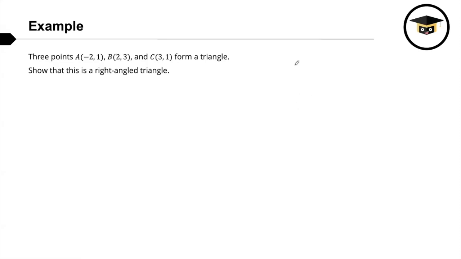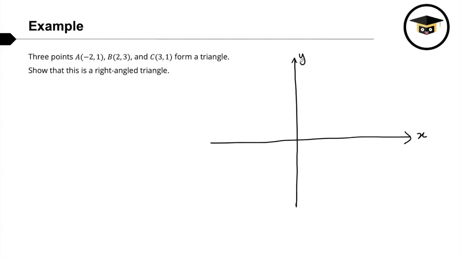Well, first, it might be a good idea to draw up a Cartesian plane, just to give us an idea of what we're looking at. So this is my x coordinate, this is my y coordinate. Here I have the origin. Now A is negative 2, 1. So negative 2, let's say, is here, and that's 1. So we'll call that point A. Then point B is 2, 3. So it's about 2 and further up. So about here, let's say that's about 3. So that's going to be point B.